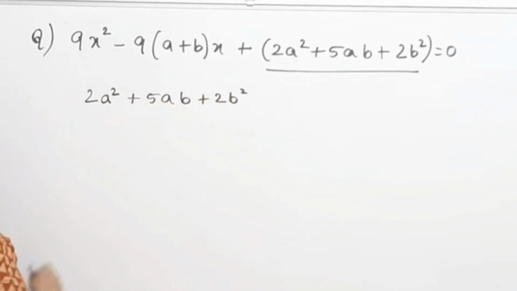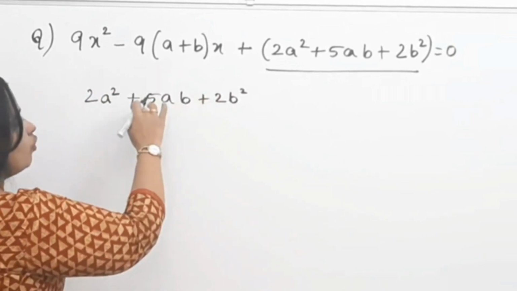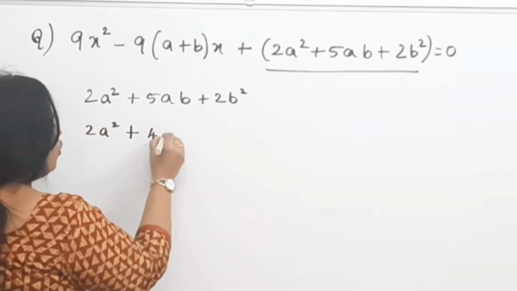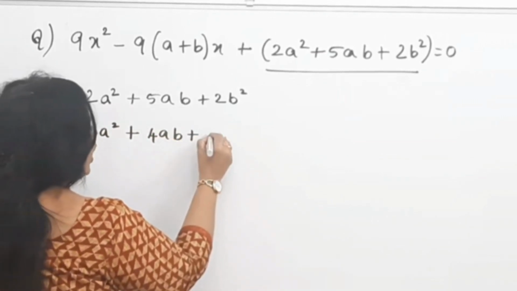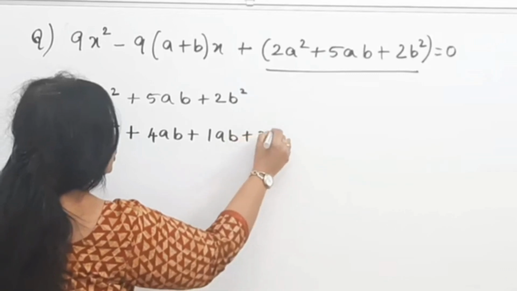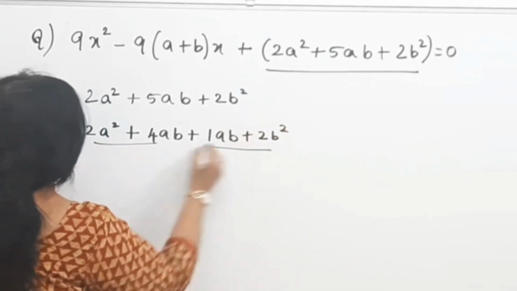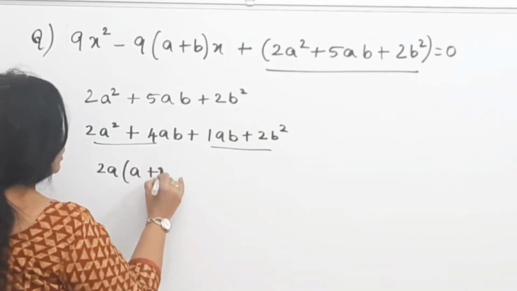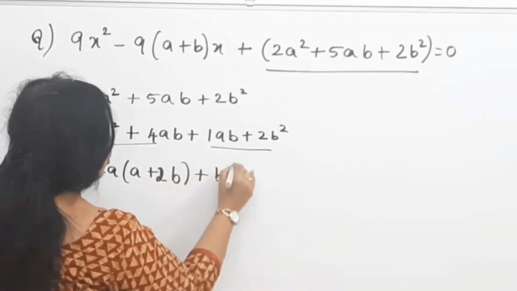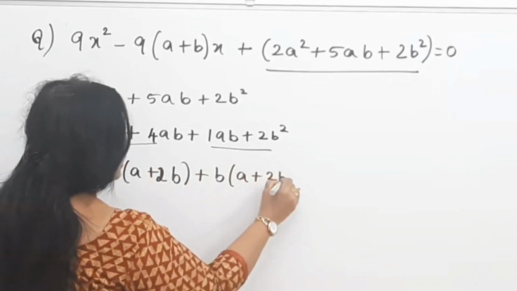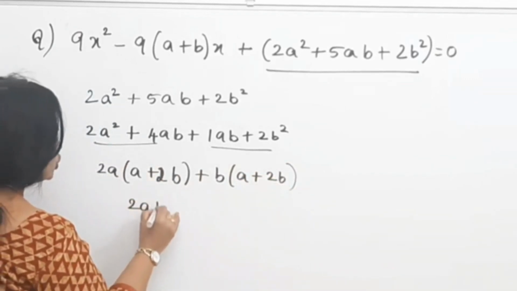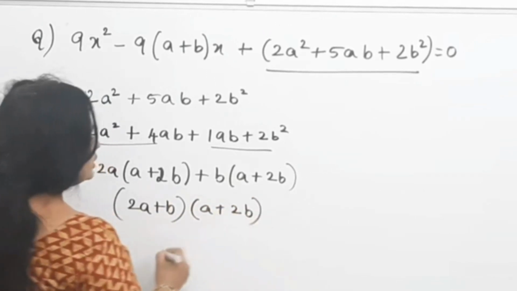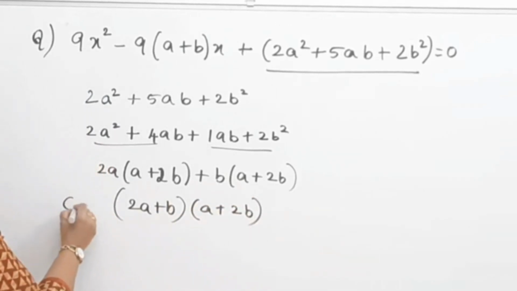So the factors for this are, 2 2s are 4. So 4 and 1 is the factor. So 2a square plus 4ab plus 1ab plus 2b square. Now grouping the terms, I have 2a is common. So a plus 2b. The same way b is common. So a plus 2b. Now you can have your factors 2a plus b into a plus 2b. So these are the factors for the constant term.